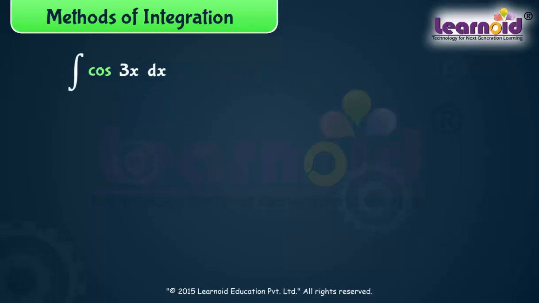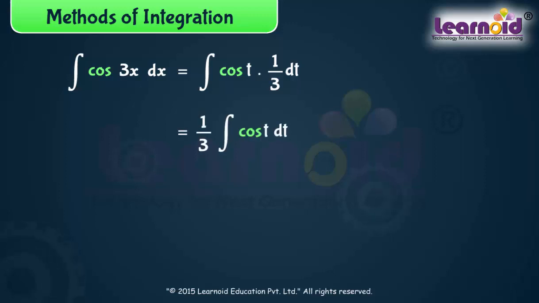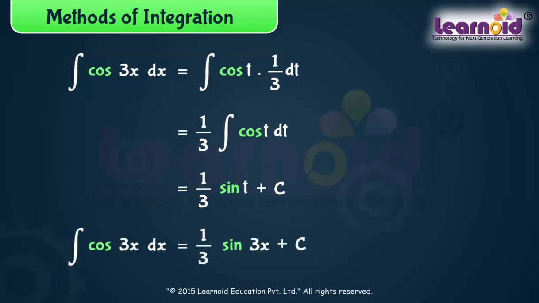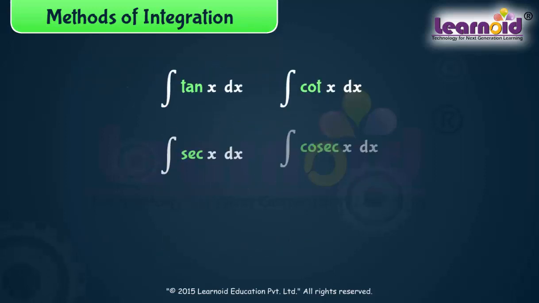Substituting 3x is equal to t and dx is equal to 1 by 3 dt in the original integral, we will get integral of cos t into 1 by 3 dt. It is now a simple integral of cos t, which is equal to 1 by 3 sin t plus c. Substituting t is equal to 3x back, we will get integral of cos 3x dx is equal to 1 by 3 sin 3x plus constant c. We will now discuss some important integrals involving trigonometric functions and solving them using substitution method.